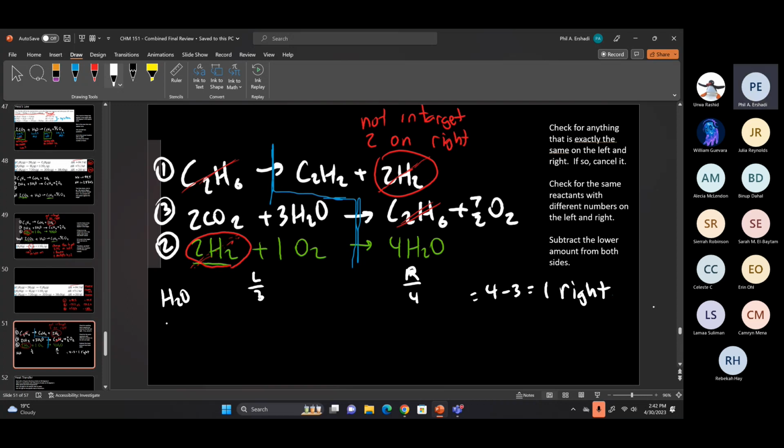And then we also see oxygen, O2. On the left, we have 1. On the right, we have 7 halves. So take 7 halves and subtract 1. What do we get?